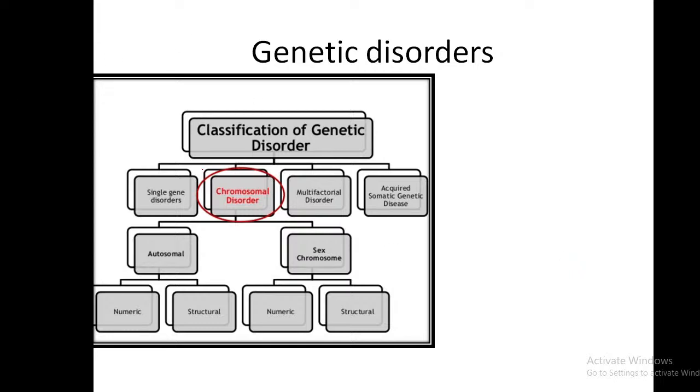Genetic disorders, and the classification of common genetic disorders that are associated with the genes. Most of the diseases in human beings are associated with the genes as well as with environmental influences. They are broadly classified into single gene disorder, chromosomal disorder, multifactorial disorder, that means something related with the environment as well as the genes, and then acquired somatic genetic disorders, which are acquired during the lifetime of the individual but under the influence of some environmental or external factors.